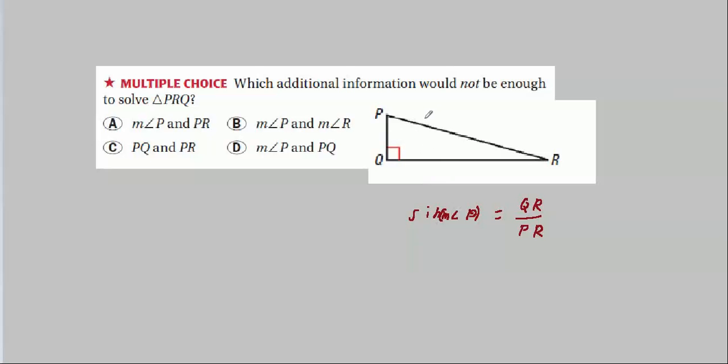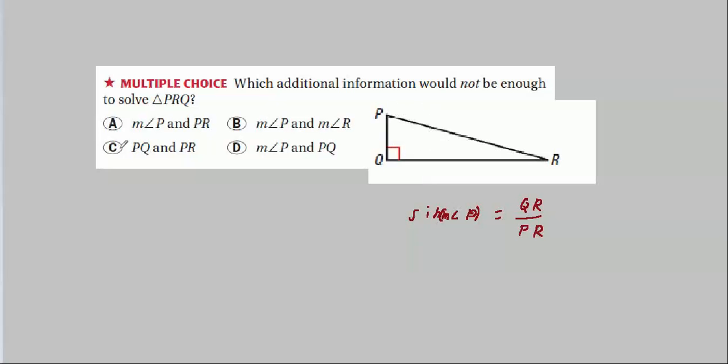Once we pick a length for one side, we can easily determine what the other two sides have to be, but until we're given a definite number for at least one side, this could be any one of an infinite number of similar triangles, which would have the same angles at P and R. So this definitely is not enough information. And let's keep checking just to make sure we didn't make a mistake here.